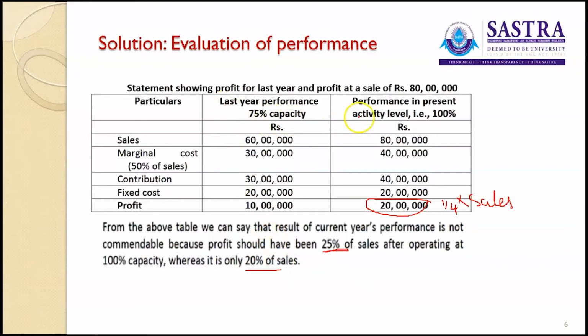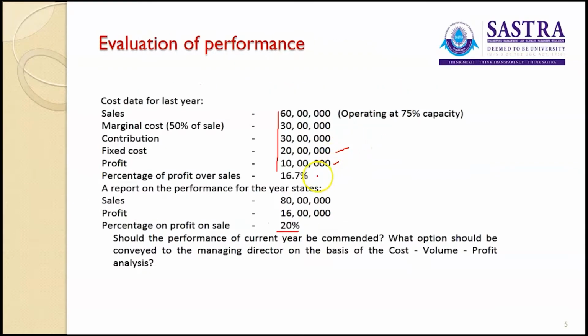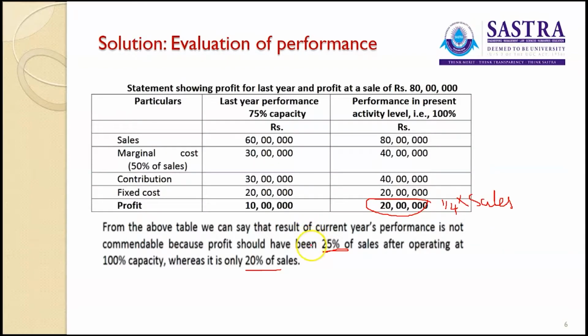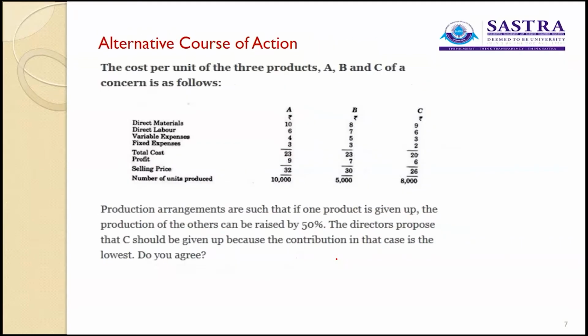So this is the way in which we have to compare our last year's performance with your present level performance. Last year performance we have this 16.7%. Now in the present year, 20% is achieved, but we are expected to achieve 25%. As 25% is not achieved, we say that the current position is not commendable compared with your last year's performance. Next is alternative courses of action. The cost per unit of three products A, B and C of a concern is as follows.